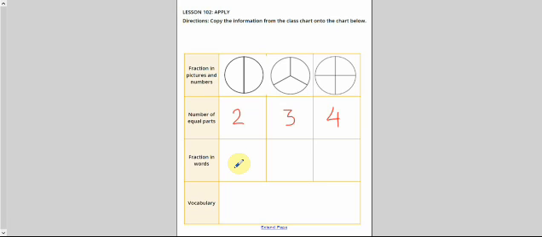Okay, what is the fraction here? The fraction here will be, in words of course, a half. What about in here? It will be a third. And in here I said it will be fourth or quarter.